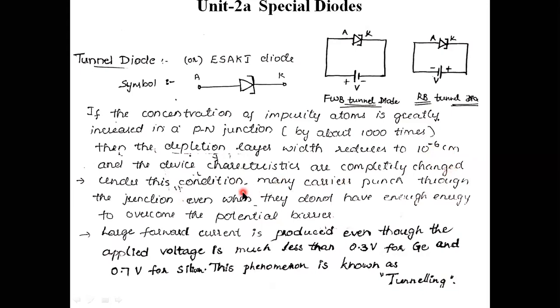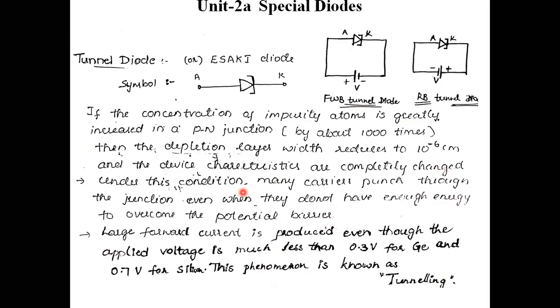Due to the shrinking of the depletion layer, a variation in the normal working of the PN junction diode takes place. Due to that heavy doping, the PN junction diode here acts as a tunnel diode. Tunneling means plunging of charge carriers into another region, that is, the jumping of electrons from one layer to another layer.